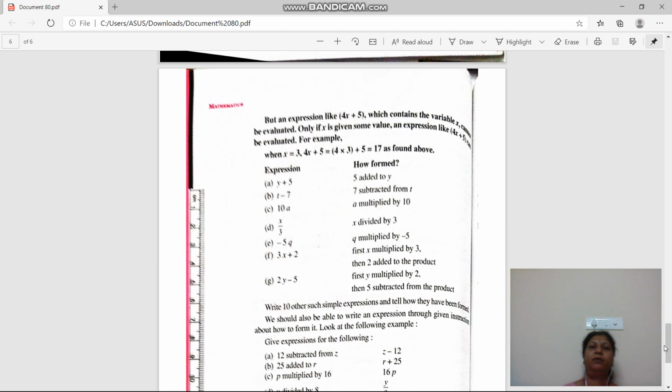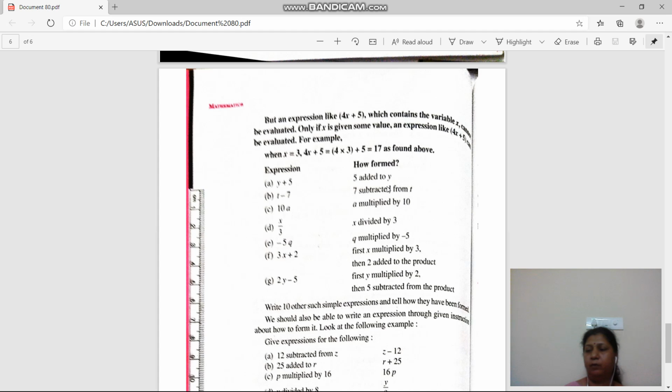But expressions like 4x plus 5, which contain the variable x, in such a case how can we evaluate? Only if x is given some value can an expression like 4x plus 5 be evaluated. For example, when x is equal to 3, if you have been given the value of x, then you can evaluate, right? 4x plus 5, we have to put x equal to 3. That means 4x means 4 into x. Here we take 3 as x, that is 4 multiplied by 3 plus 5. So 4 3s are 12, 12 plus 5 is 17. We can find it, right?